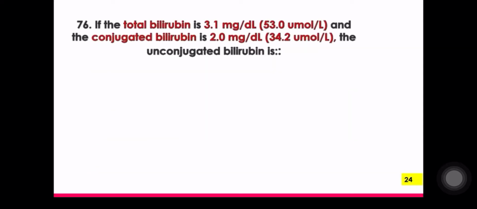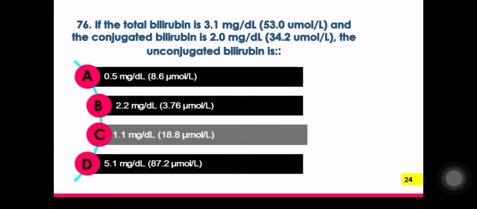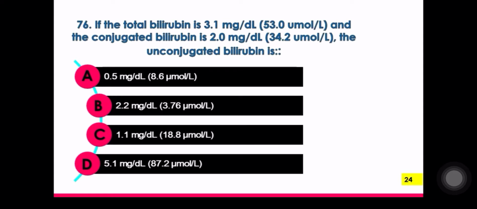For number 75, next 76, if the total bilirubin is 3.1 mg per dL and the conjugated bilirubin is 2 mg per dL, the unconjugated bilirubin is it letter A, 0.5 mg per dL or 8.6 micromoles per liter, letter B, 2.2 mg per dL or 3.76 micromoles per liter, letter C, 1.1 mg per dL or 18.18 micromoles per liter, or letter D, 5.1 mg per dL or 87.2 micromoles per liter.